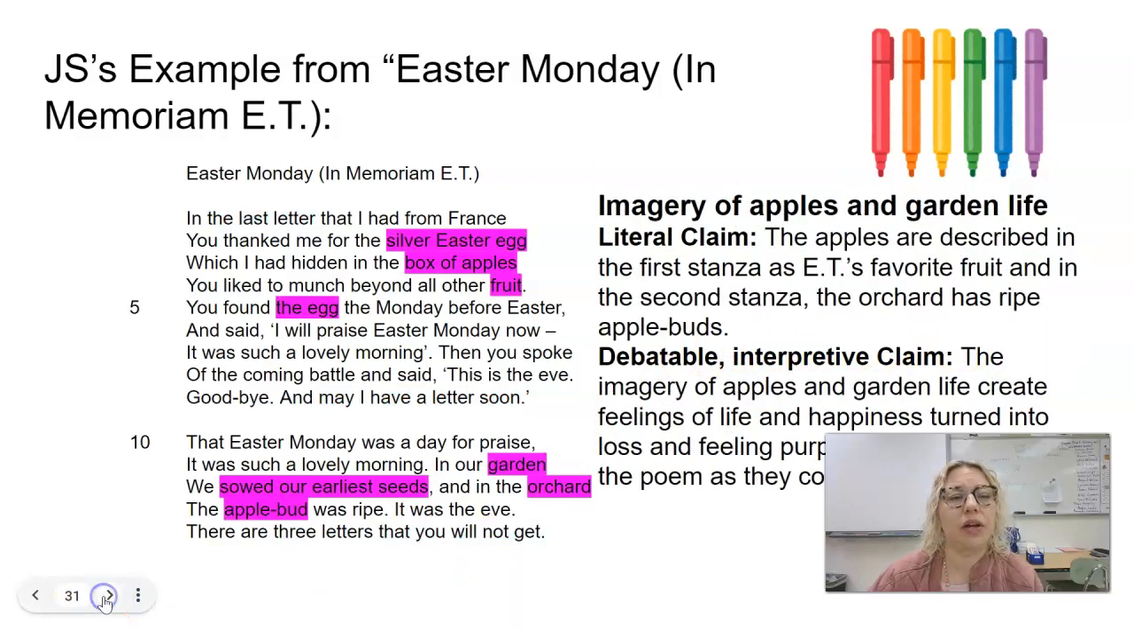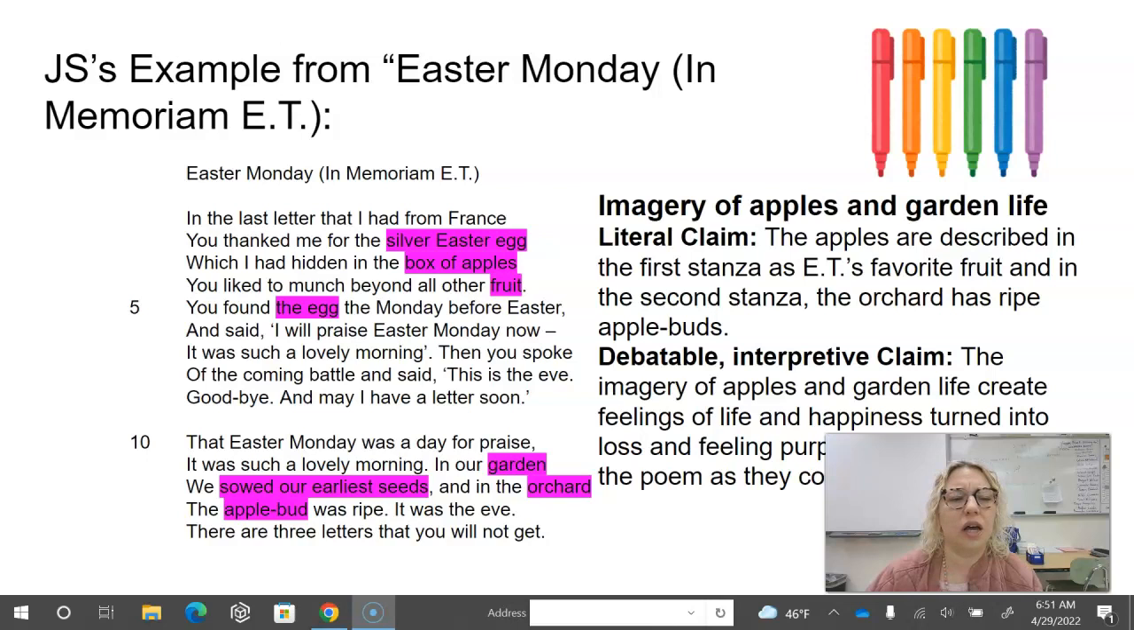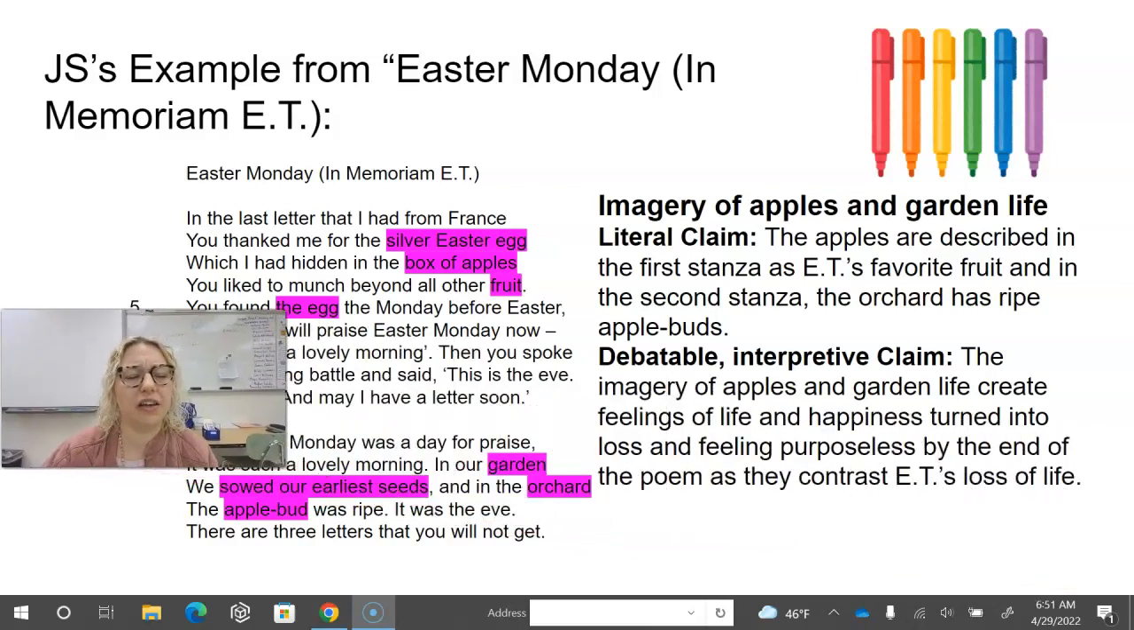All right, another pattern she noticed was the imagery of apples and garden life. And here are all of the different things listed. She may have said produce. That might be a word that could be used here too, maybe one she didn't think of in that short amount of time. Here's her literal claim. The apples are described in the first stanza as E.T.'s favorite fruit, and in the second stanza, the orchard has ripe apple buds.